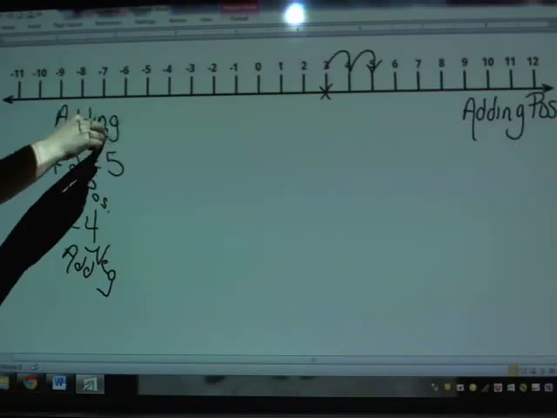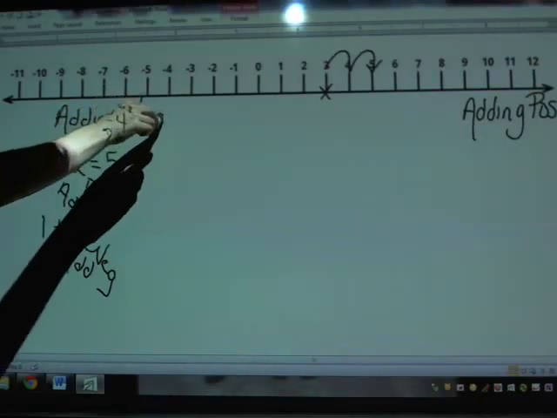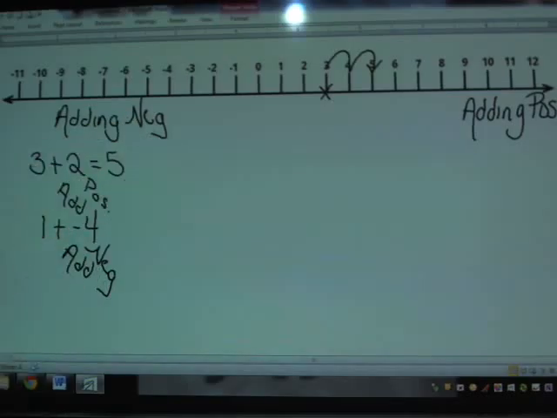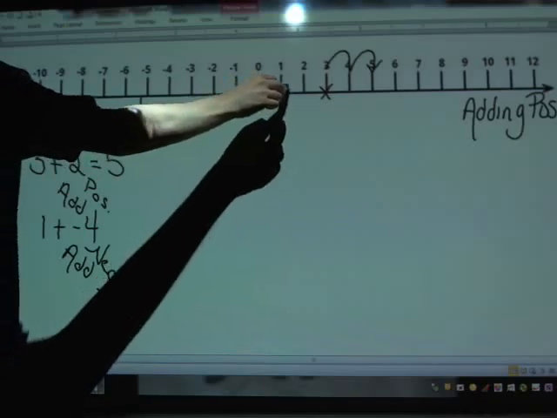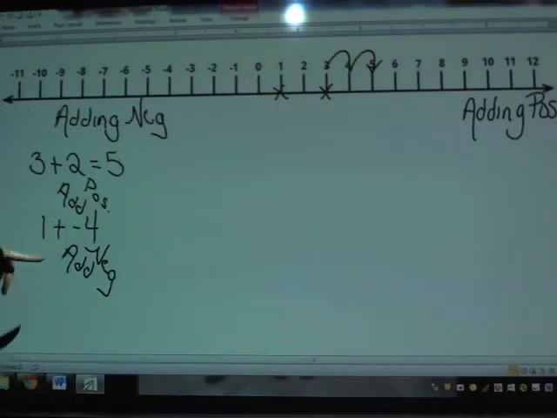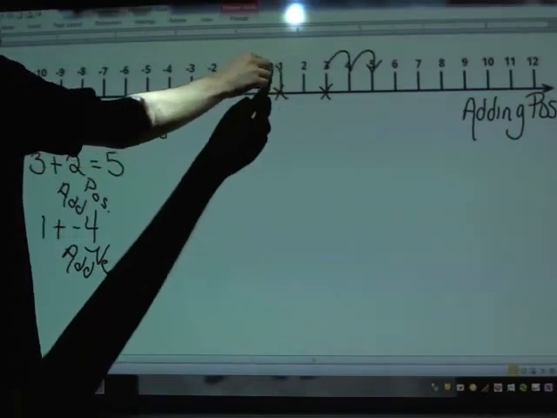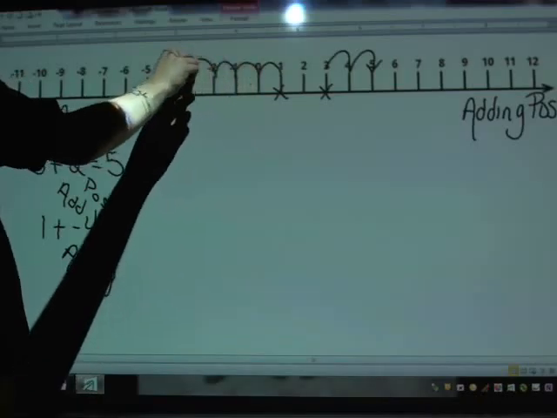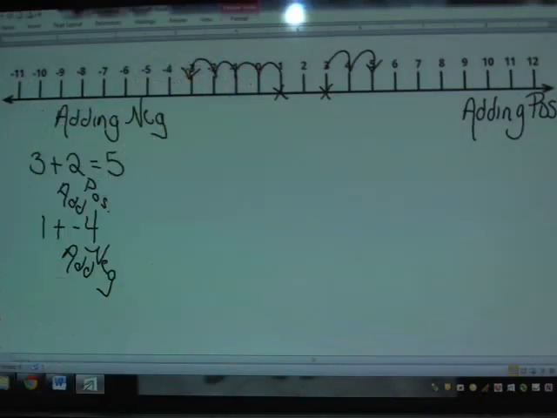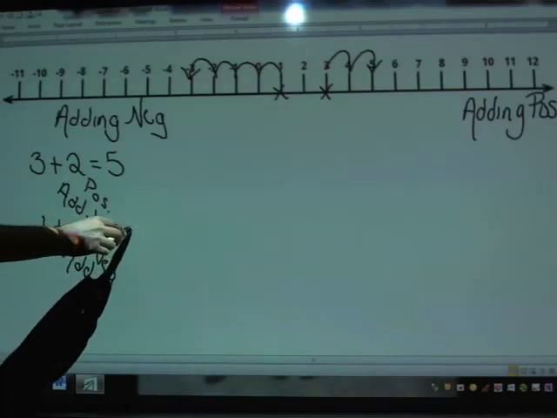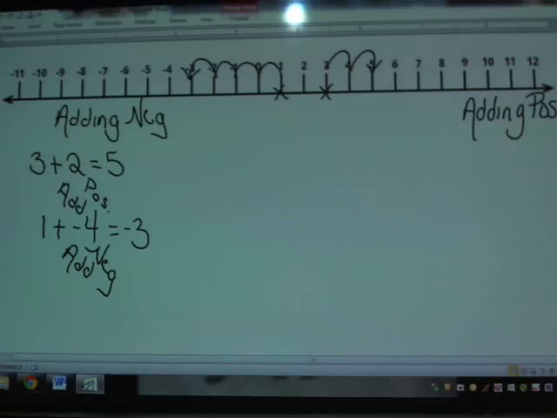Well, now that we understand that adding a negative makes me move to the left on the number line, let's solve this problem. 1 plus negative 4. I'd start off at 1, and since we already know we're going to move to the left, and this other number is 4, I'm going to move left 4 spaces. 1, 2, 3, 4. Where did I end up? Well, I ended up at negative 3. So that means 1 plus negative 4 must be negative 3.